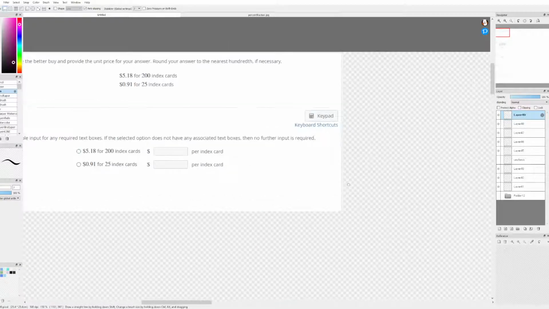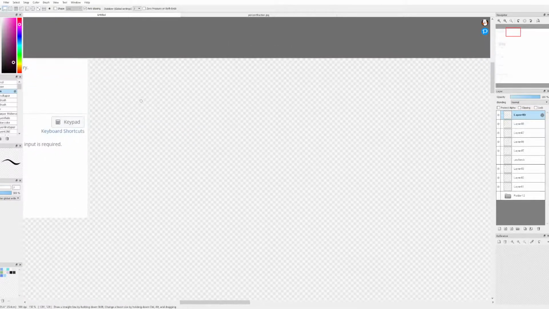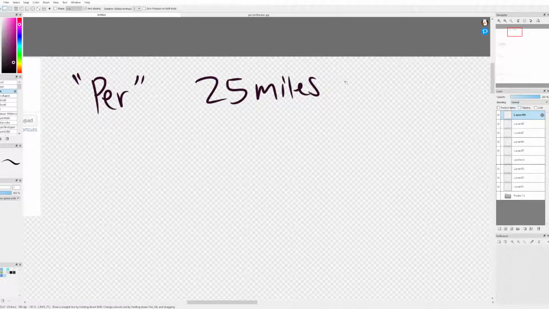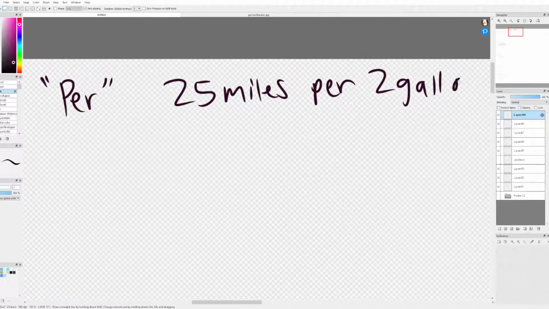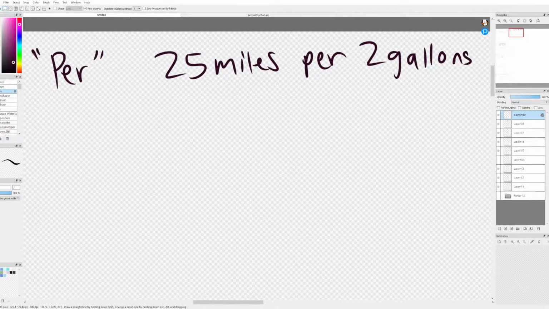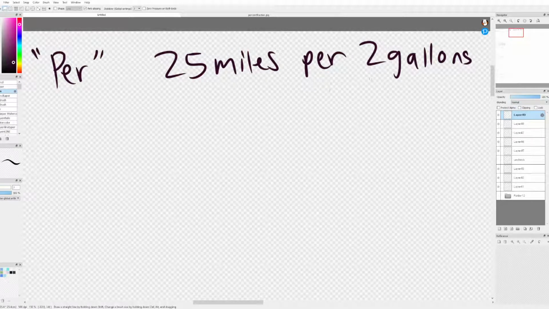Hi, so today we're going to be talking about rates and unit rates. One of the terms that we'll see a lot is the word per. So when we have something like 25 miles per 2 gallons, that basically means 25 miles for every 2 gallons.